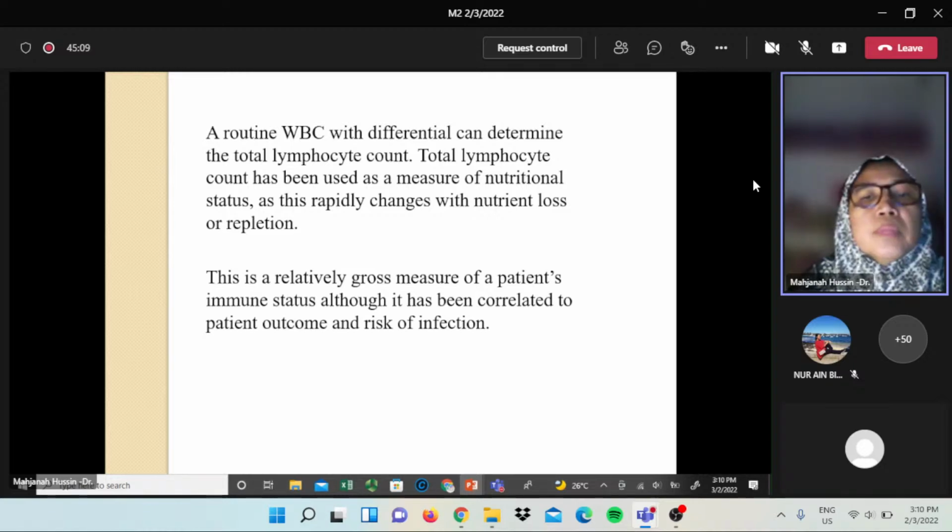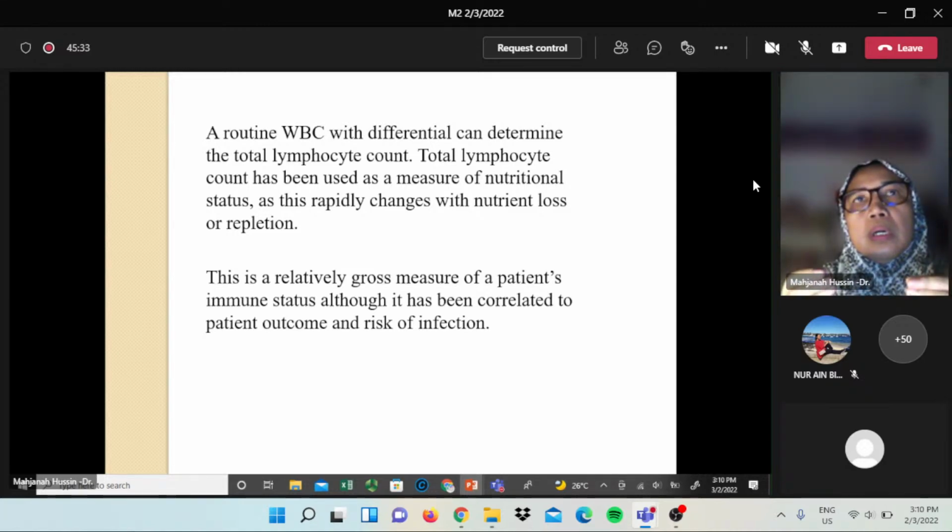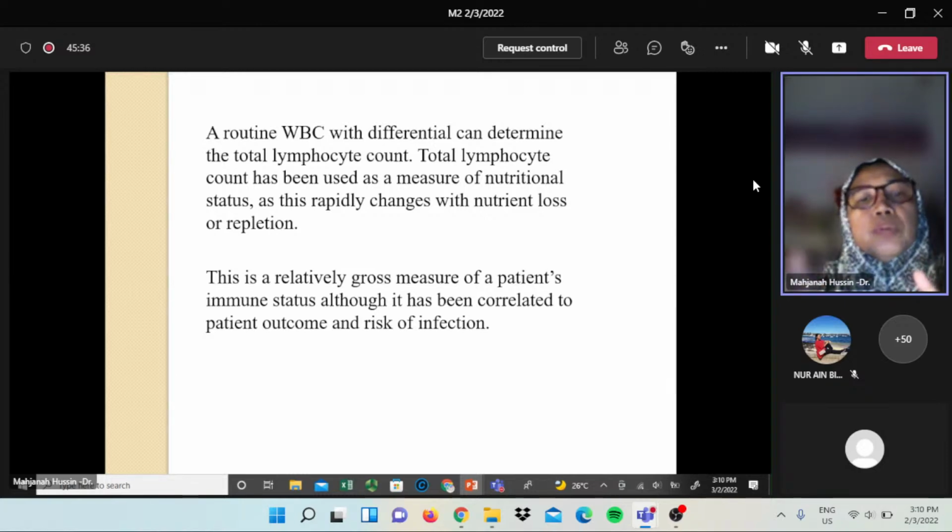It is a relative gross measure of patient immune status, although it has been correlated to patient outcome and risk of infection. Even though it's not really confirmed, it's a general fact that poor nutrition will result in a poor immune system, just because poor nutrition will result in very low WBC. So a lot of infection can happen to the person.